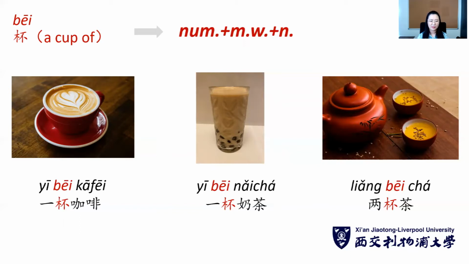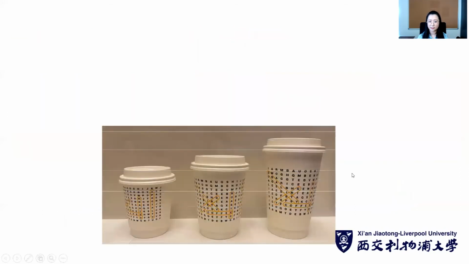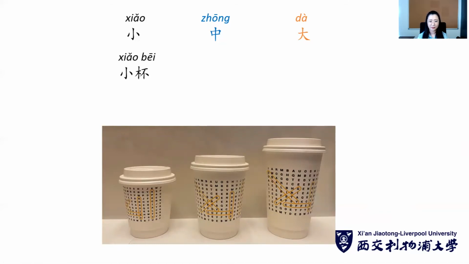Good. But the real thing is, if you go to a cafe, you will see there are different sizes of coffee. So how to call those different sizes? To call the small one, that is 小, medium, 中, large, 大. So if it's a small cup, 小杯, medium size cup, 中杯, large cup, 大杯.